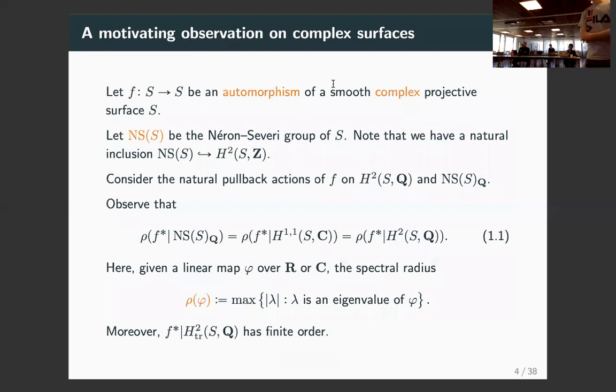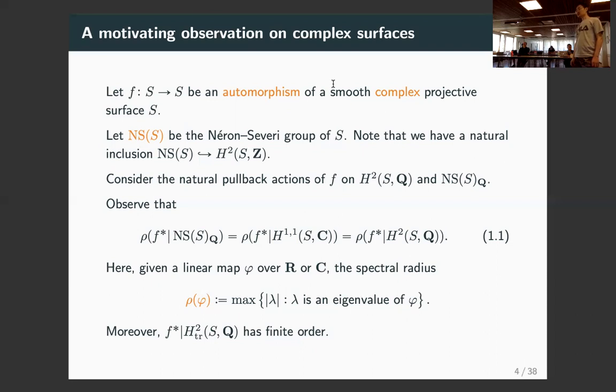Okay. So now we have the following motivation from complex dynamics for surfaces. If F is an automorphism of a smooth complex projective surface, we have this Néron-Severi group, which is just the group of divisors modulo either algebraic equivalence or numerical equivalence, it doesn't matter. And then we have the natural inclusion from this Néron-Severi group into the second cohomology group. And then we consider the pullback projection of this automorphism F on these vector spaces.